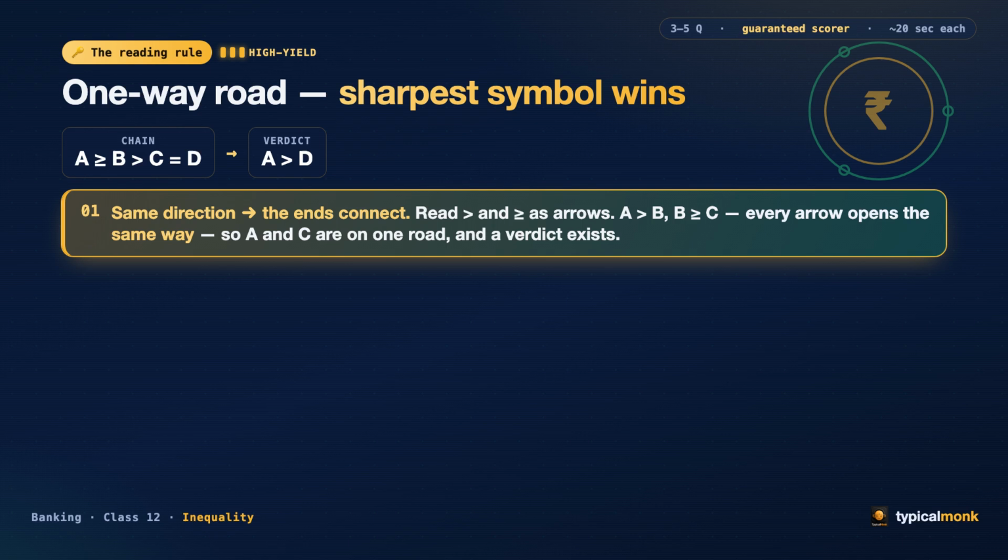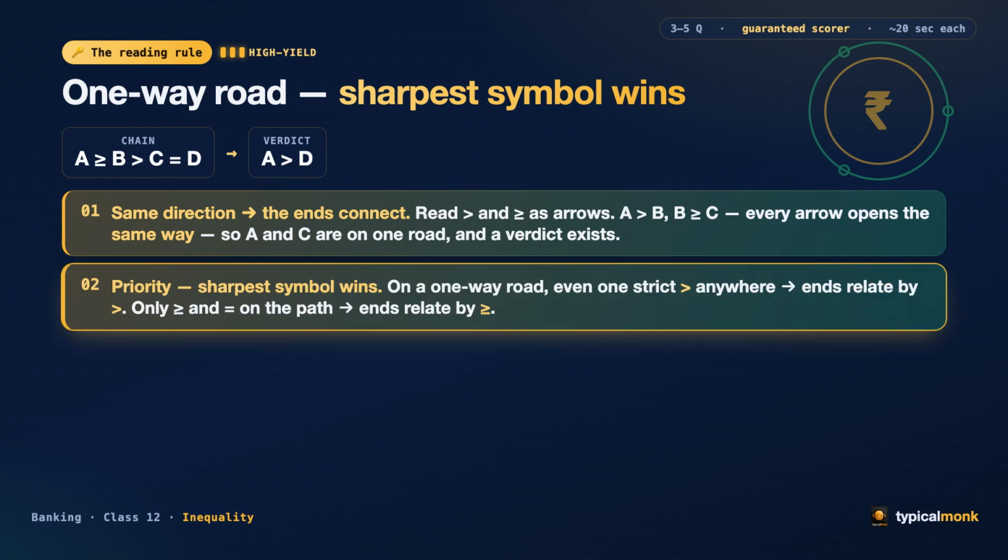Look at the ribbon. A greater than or equal to B, B greater than C, C equal to D, and the verdict, A greater than D. How did that come out? 1. Same direction, so the ends connect. Read greater than and greater than or equal to as arrows. A greater than B, B greater than or equal to C. Every arrow opens the same way. So A and C sit on one road, and a verdict between them exists.